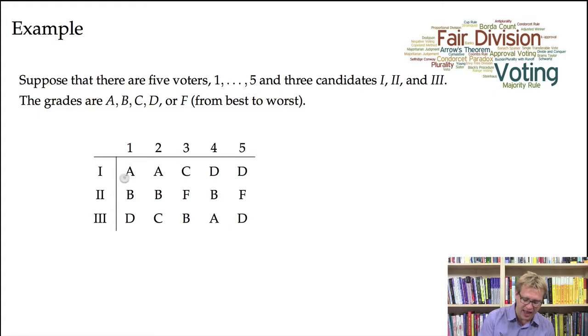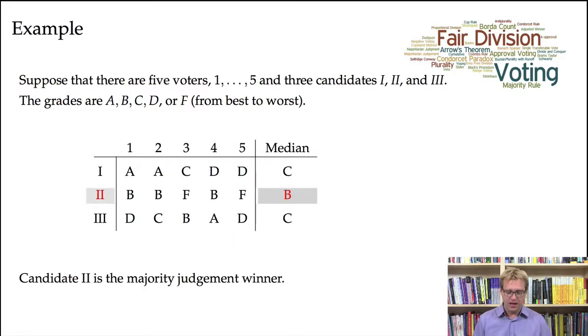And let's suppose that our 5 voters grade the candidates as follows. Voter 1 gives a grade of A to candidate 1, B to candidate 2, and D to candidate 3, and so on. So in order to calculate who the winner is, we have to find the median grade for each of the candidates. So the median grade for candidate 1 is going to be C. For candidate 2, it's going to be B. And for candidate 3, it's going to be C. So 1 and 3 are tied. We would need to employ the tie-breaking mechanism to determine which of 1 and 3 comes in second. But what I just want to focus on is the fact that candidate 2 is elected. Candidate 2 is declared the winner under majority judgment.